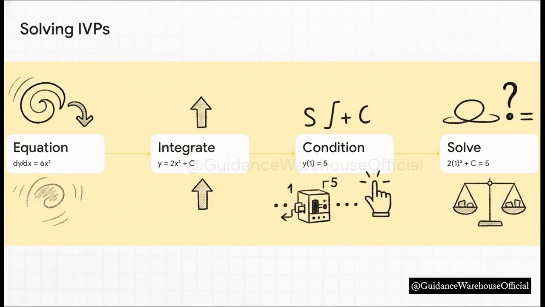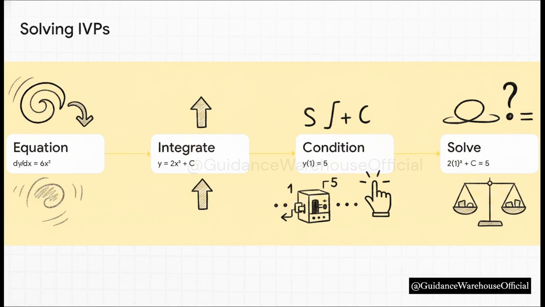Suppose our differential equation is dy over dx equals 6x squared. Step 1, we hit the undo button and integrate. Using our power rule, adding 1 to the exponent and dividing, we get our general solution. y equals 2x cubed plus c. Now, step 2, we apply our initial condition. Let's say we are given that when x is 1, y is exactly 5.